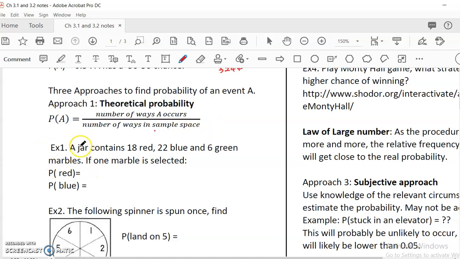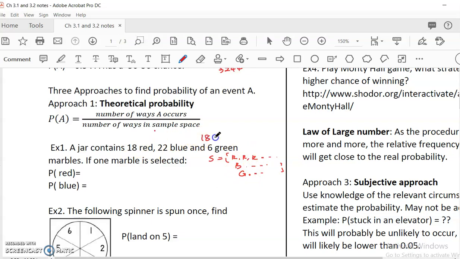Okay. Example one: I have a jar that contains 18 red marbles, 22 blue, and 6 green marbles. If I pick one marble, what is the sample space? You will say the sample space would be all the different marbles that are available. Red, although they're different marbles, there's 18, they're the same color, but I would just do 18 of the red, 22 of the blue, and then the green, there's 6 of them. I list each individual marble. That is called a sample space. But to do the calculation, I count how many there are.